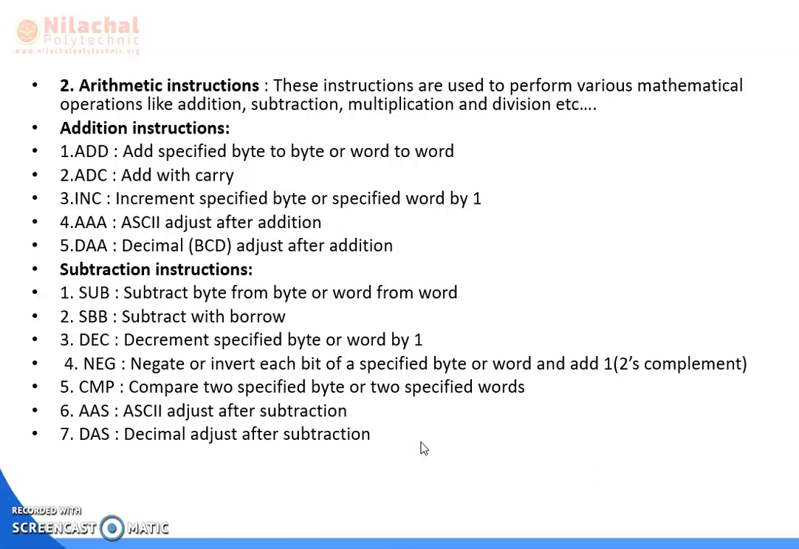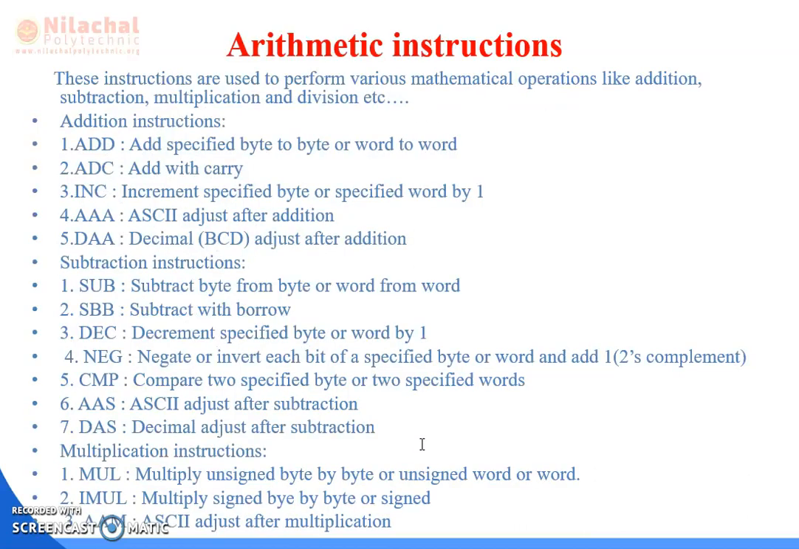Next NEG, that means negate: invert each bit of a specified byte or word and add 1, or 2's complement. Then CMP, that means compare two specified bytes or two specified words. Then AAS, that means ASCII adjust after subtraction. Next DAS, that means decimal adjust after subtraction.